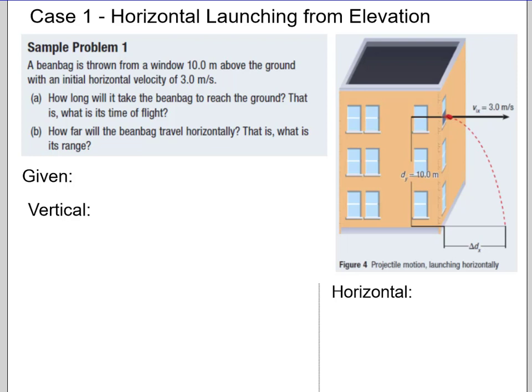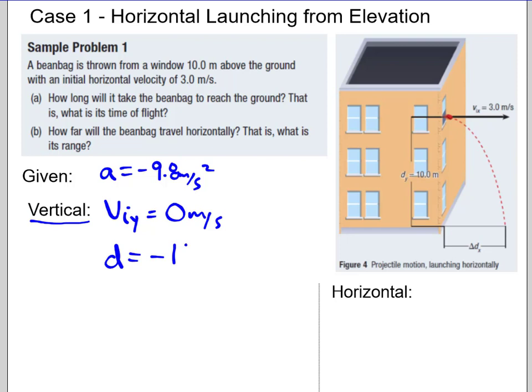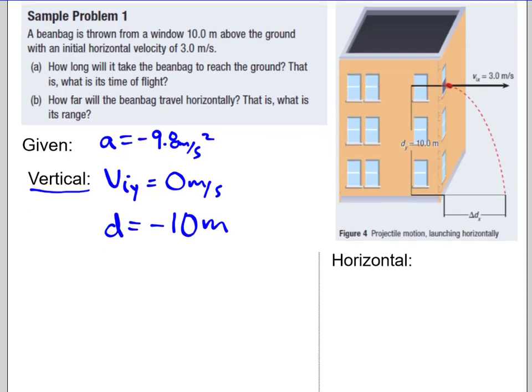So if we look at the beanbag and we're thinking just in the vertical direction, what do we know that's given? Well, we know the acceleration is negative 9.8 meters per second squared. If the beanbag is thrown perfectly horizontal, the initial velocity in the y direction is 0. Think about that for a minute. The component in the vertical direction is 0 if this object is thrown perfectly horizontal out the window. We know it's going to fall in a vertical direction down 10 meters.